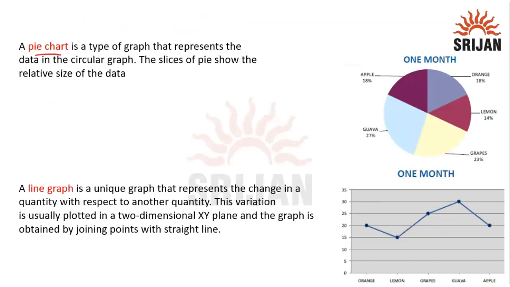A pie chart is a type of graph that represents the data in the circular graph. The slices of pie show the relative size of the data. So these are the slices, and this is a pie chart.